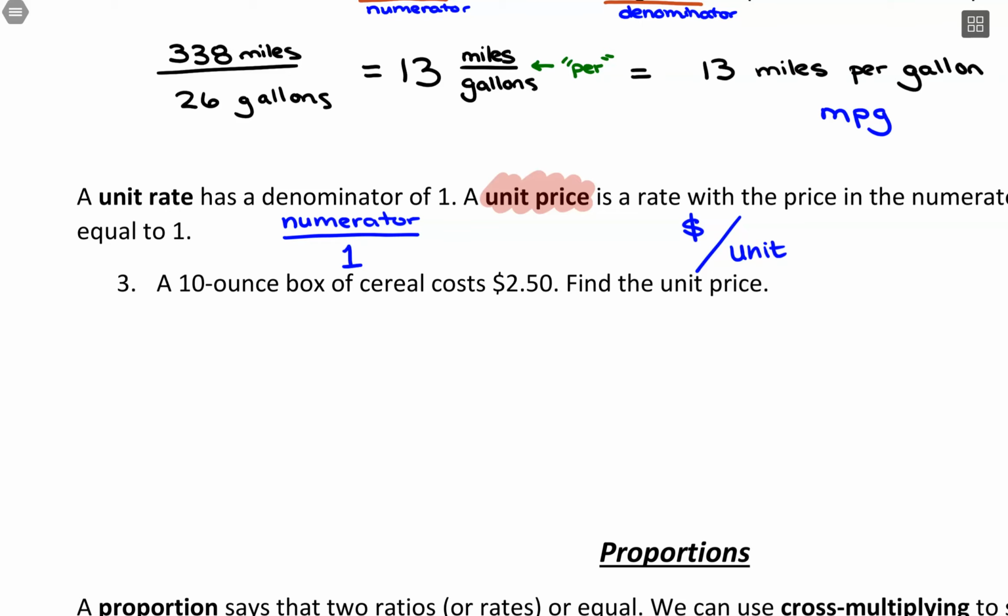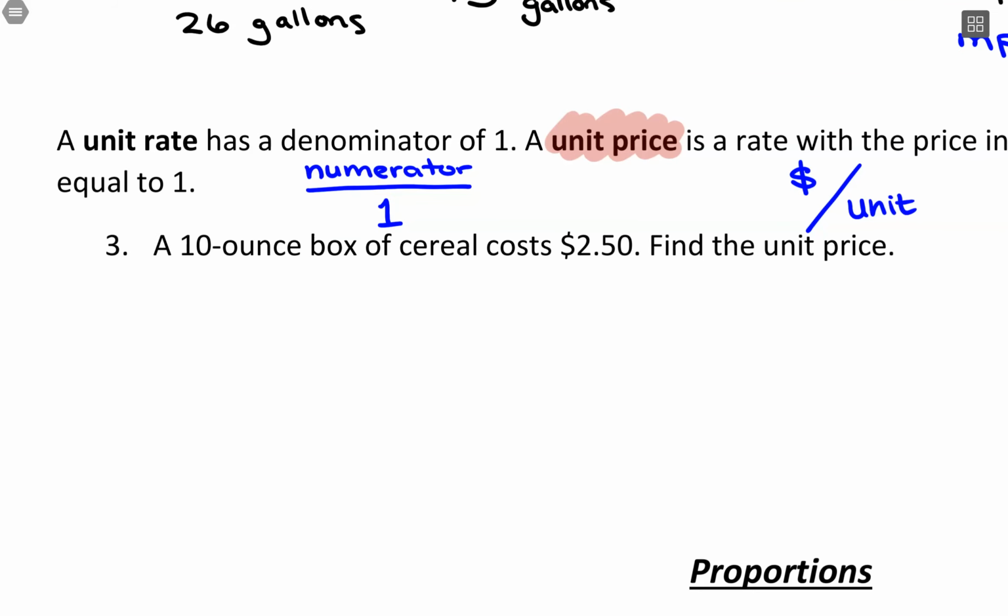So let's look at this with this example. We have a 10-ounce box of cereal costs $2.50. Find the unit price. So with this one, notice that we're given 2 units. We have 10 ounces and we have $2.50. And as I've been describing up above, we've been going numerator over denominator. However, since we're looking at unit price, we want the numerator to be money. So that $2.50 is going to be our numerator, which means the other piece of information is going to be the denominator.